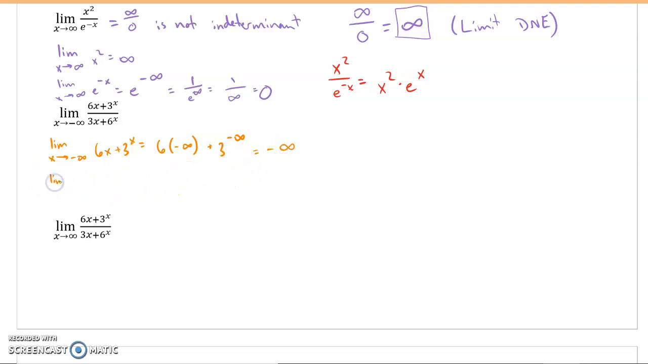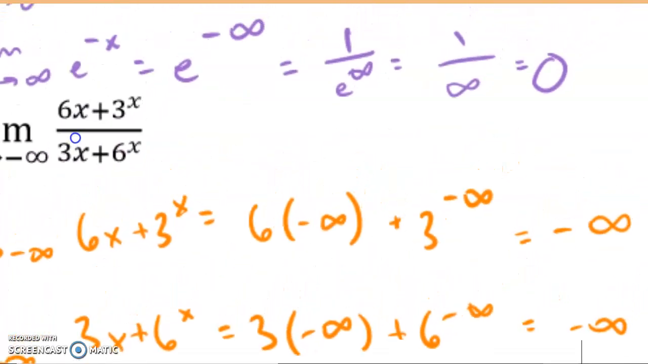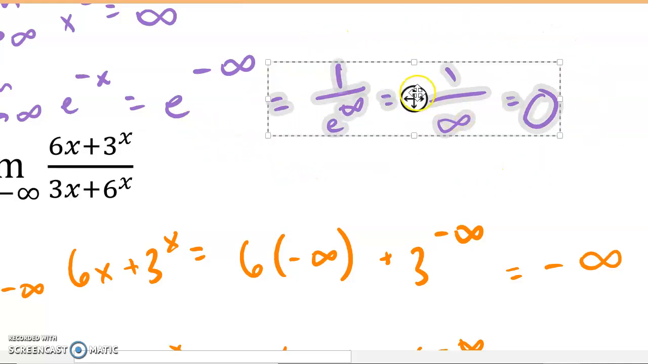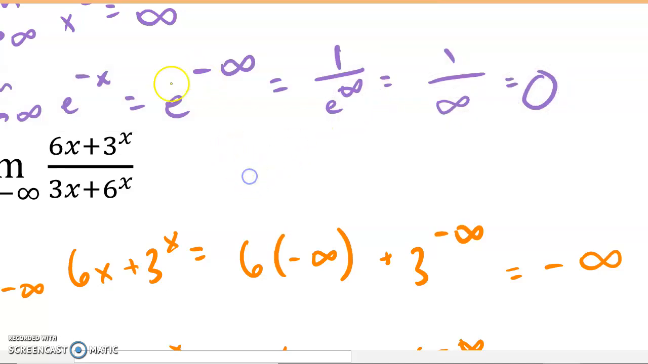When we look at the denominator, same question, and in fact same answer, because we've got 3 times negative infinity plus 6 raised to the negative infinity, and that's also equal to negative infinity. So L'Hopital's rule applies. So if I zoom in on this, we move this up so we can get it out of the way a bit. So L'Hopital's rule applies, and we'll take the limit as x approaches negative infinity of the derivative of the top divided by the derivative of the bottom.